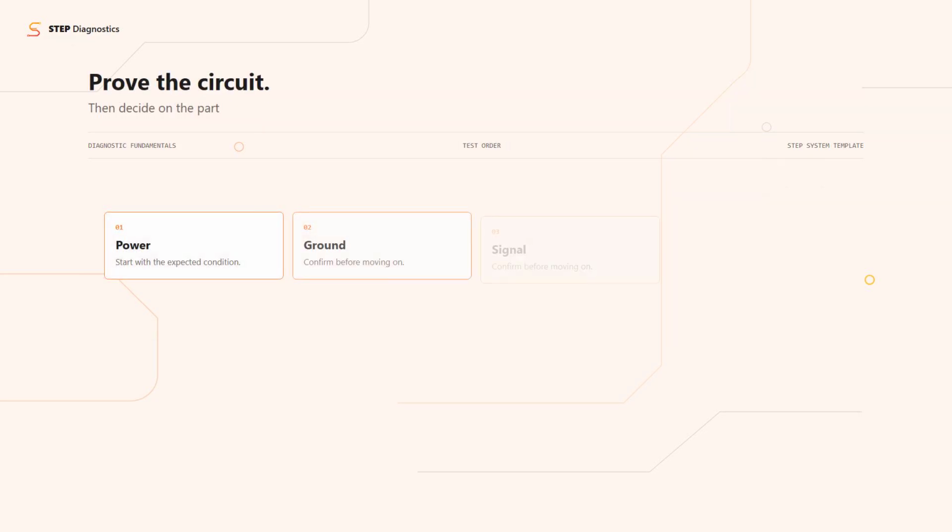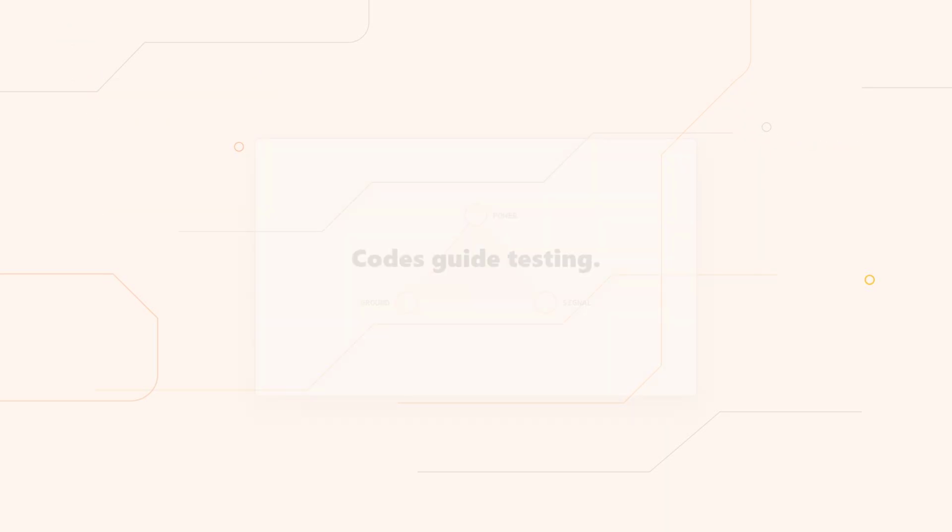Start with the basics. Check power, check ground, check signal. Then compare the signal to scan data and real system behavior. A fault code guides your testing. It does not replace your testing. Before replacing the part, prove what the circuit is doing.